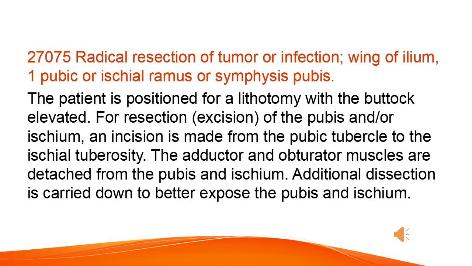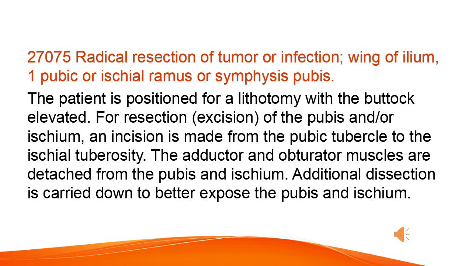Radical resection of tumor or infection, wing of ilium, 1 pubic or ischial ramus or symphysis pubis. The patient is positioned for a lithotomy with the buttock elevated. For resection, excision, of the pubis and/or ischium, an incision is made from the pubic tubercle to the ischial tuberosity.